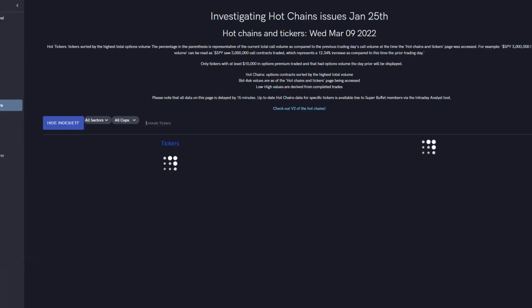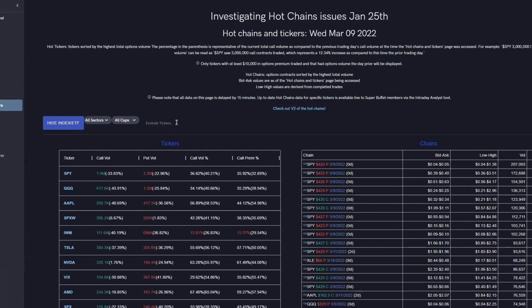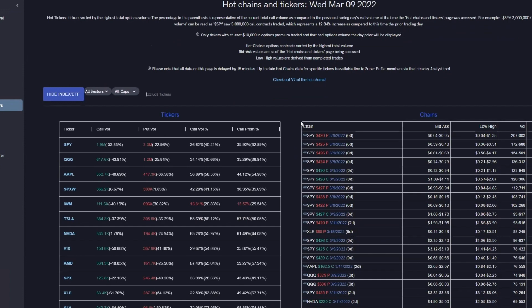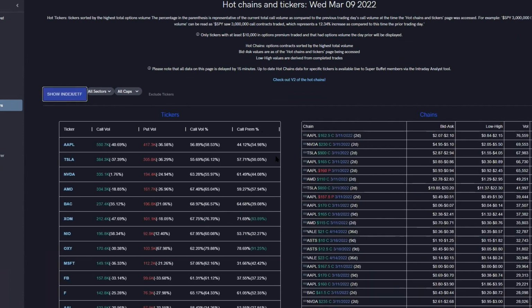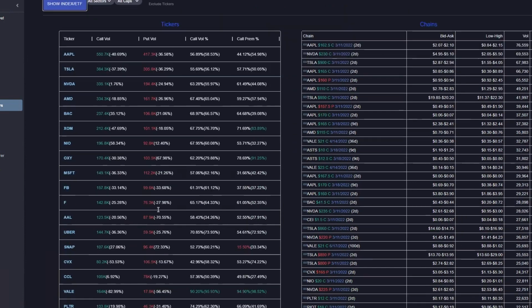Then we have hot chains and tickers. The hot chains and tickers is probably a lot of people's favorite, realistically. I know a lot of people that use this on the chain side. You can see which chains are being traded the most active ones. And also you can hide the indices because a lot of these can be hedges. You can see which chains are traded the most. You can also see the tickers here.